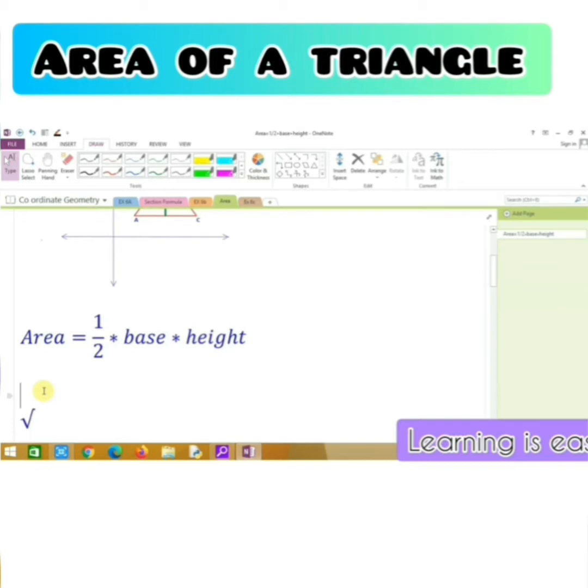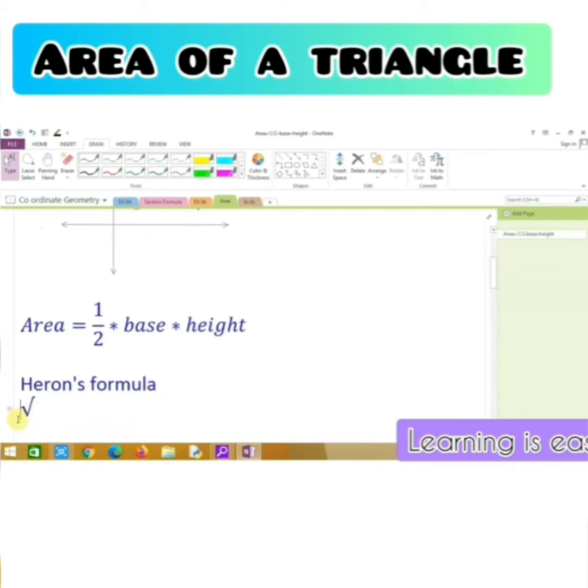The other way to find the area is by Heron's formula, wherein area is equal to the square root of S into S minus A into S minus B into S minus C. Here S is the semi-perimeter, and A, B, C are the lengths of the sides of the triangle.